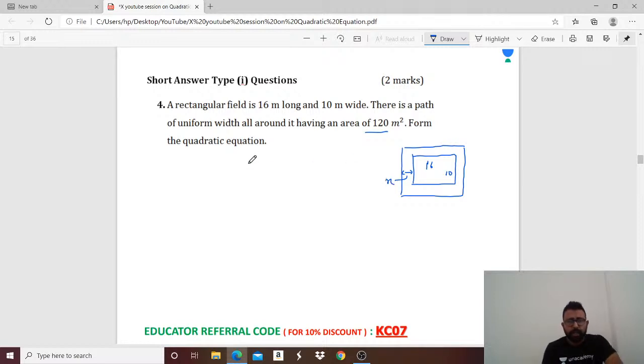Okay, so the original length is 16 meter and the breadth is 10 meter, right? Now the new length is what? 16 plus 2x, right? Why 2x? Because there is an increment of x here also and x here also. So both sides x meter increases. So in total length, there is an increase in x meter on the left hand side and x meter on the right hand side. That means 16 plus 2x. Similarly, breadth will also be 10 plus 2x.